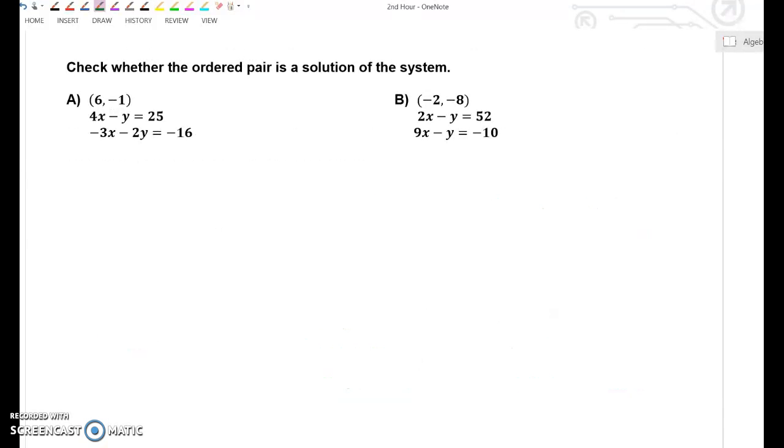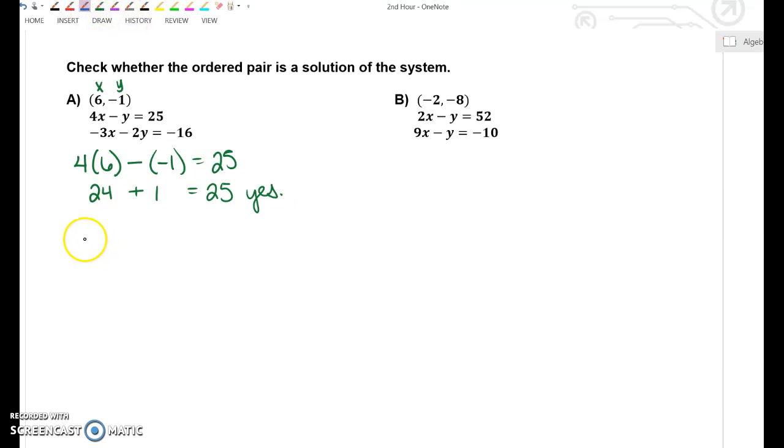First thing we're going to do is check to see whether these ordered pairs happen to be solutions to these systems. So your first number is your x, your second number is your y. We're going to plug 6 and negative 1 into both equations. Use your calculators to help you, use parentheses to help you. So 4 times 6 minus a negative 1 equals 25. 4 times 6 is 24. Minus a negative 1 is plus 1. Does 24 plus 1 equal 25? Yes. So far, so good.